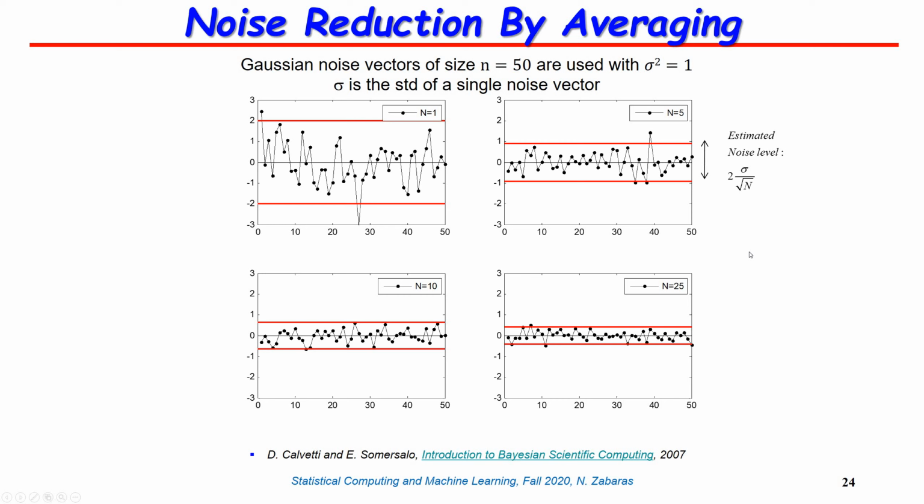So this noise reduction idea for signals by averaging is a fundamental result that comes from the Central Limit Theorem. And this particular example, if you're interested, is from a very nice and very small book on Bayesian scientific computing by Calvetti and Somersalo. And obviously this is an example of practical significance in signal processing, and in essence it justifies the common practice of averaging signals, with the objective of taking control of the true signal to noise ratio that you have in your measurements.